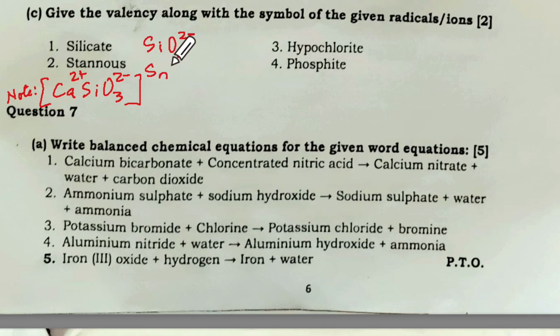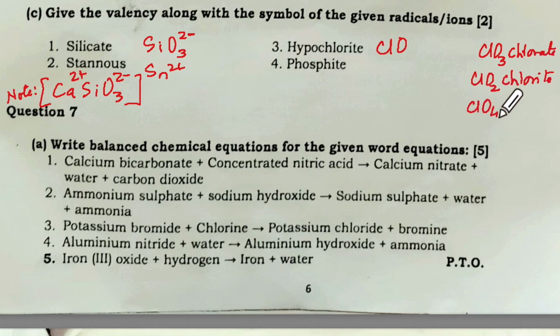Stannous was Sn2 plus, and hypochlorite. Now hypochlorite is ClO. ClO3 is chlorate. ClO2 is chlorite. ClO4 is more than this maximum, so it is perchlorate, and less than this, the least, is ClO. This is hypochlorite.